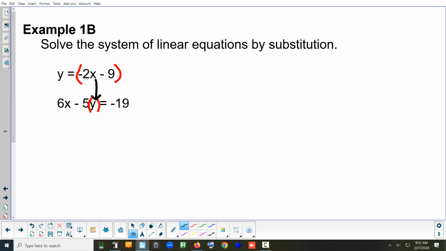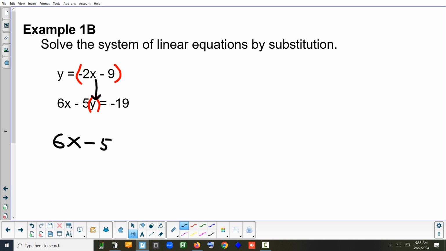Any question why we're filling in that information for y? Take the information that they tell you y is equal to, and you change the y in the other equation to what they tell you y equals. So what's going to happen to the 6? Six is just going to stay the same. What's going to happen to the x? It's going to stay the same, and the minus? Stay. A 5? Stay. Okay.